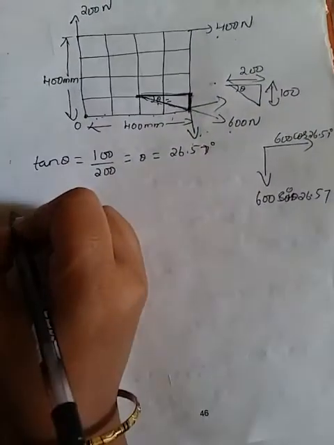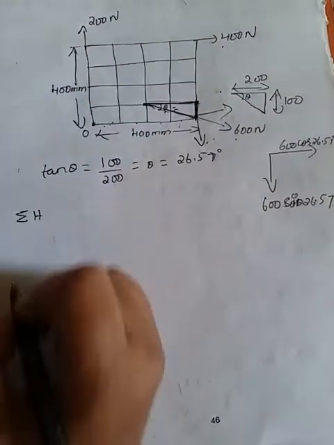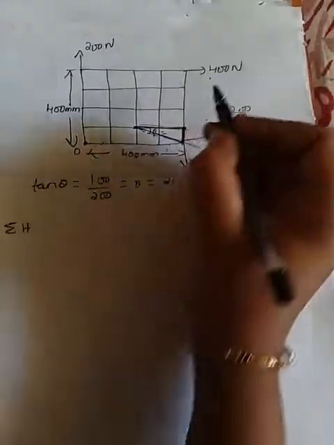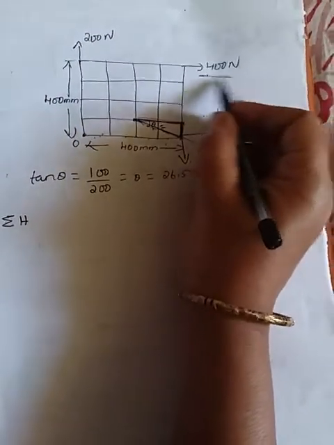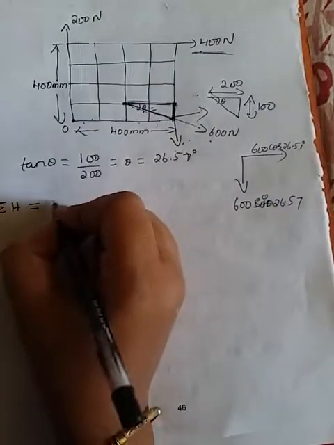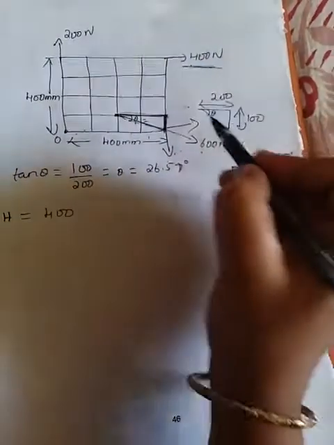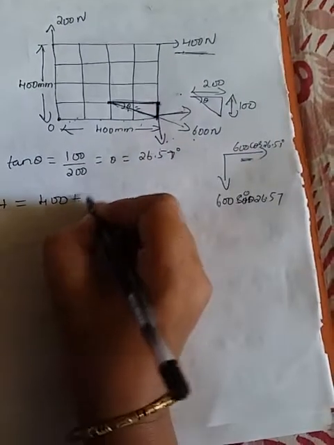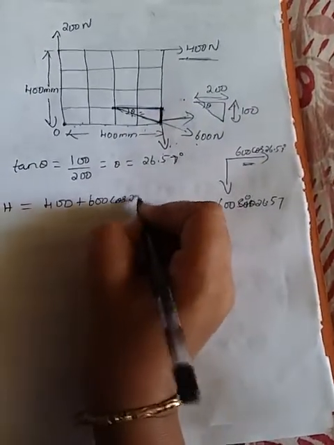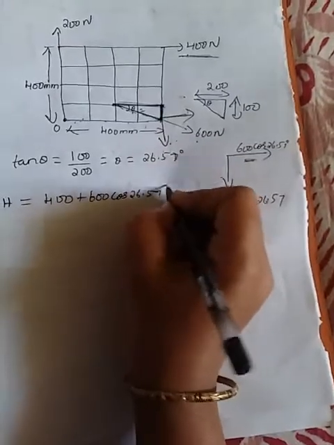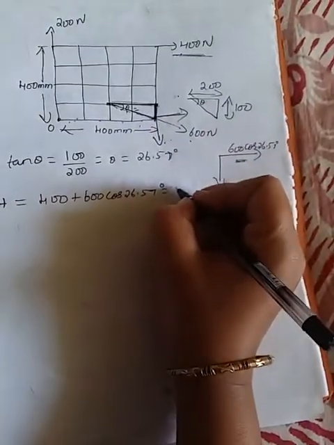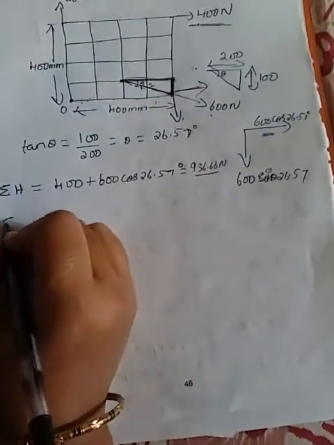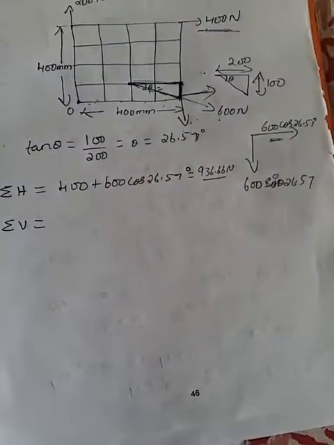Now, before finding the resultant, I need to find sigma H and sigma V values. So let us take the sigma H value. Sigma H, the horizontal forces: here you can see this is 400, acting in the positive direction, and one more horizontal force in the positive direction, the value of which is plus 600 cos 26.57 degrees. So you are going to get some 936.66 Newton value.